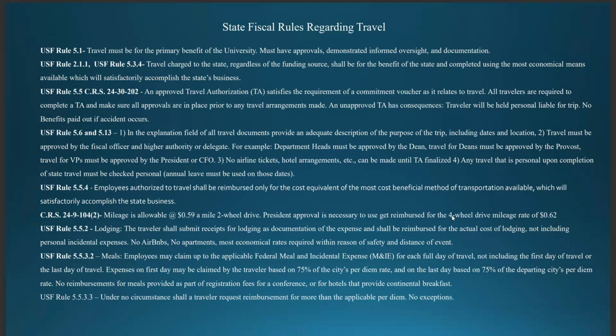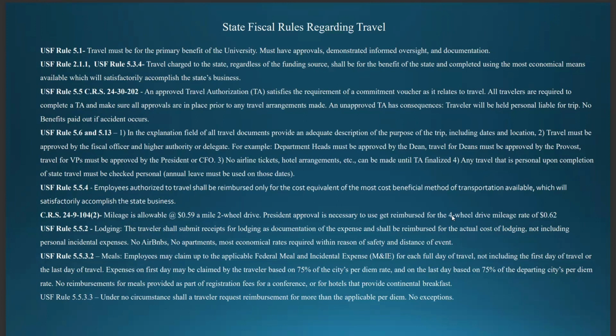Okay, where are we at? All right, so meals. Employees may claim up to the applicable federal meal and incidental expense for each full day of travel, not including the first day of travel or the last day of travel. Expenses on the first day may be claimed by the traveler based on a 75% rate of the city's per diem. And on the last day, based on 75% of the departing city's per diem rate.